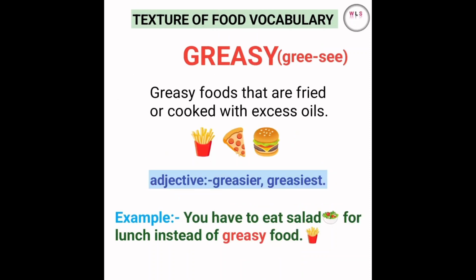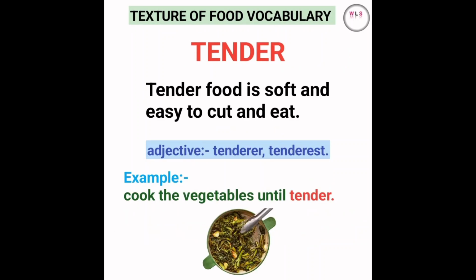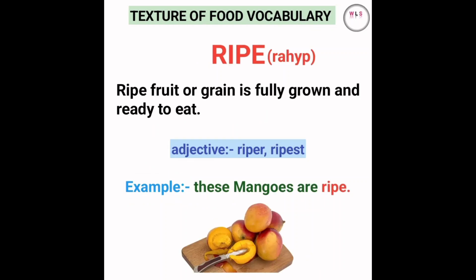Next is greasy. Greasy foods are fried or cooked with excess oils. For example, you have to eat salad for lunch instead of greasy food. Next is tender. Tender food is soft and easy to cut and eat. For example, cook the vegetables until tender. Next is ripe. Ripe fruit or grain is fully grown and ready to eat. For example, these mangoes are ripe.